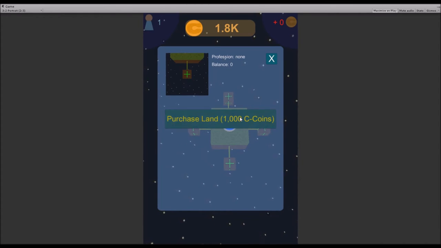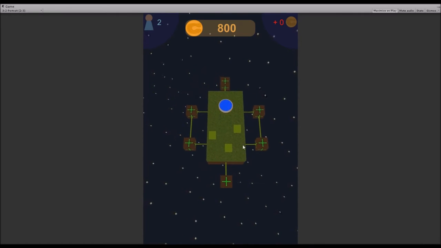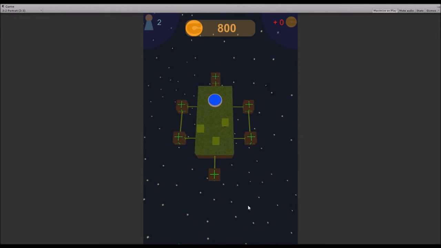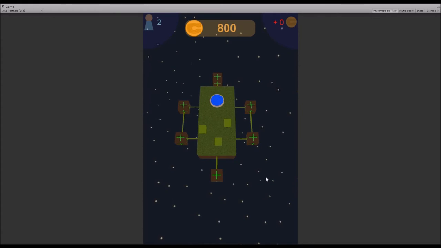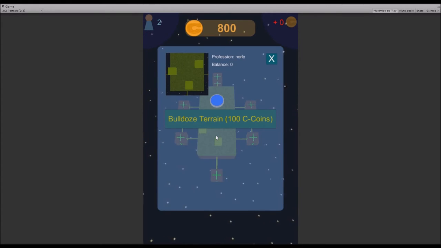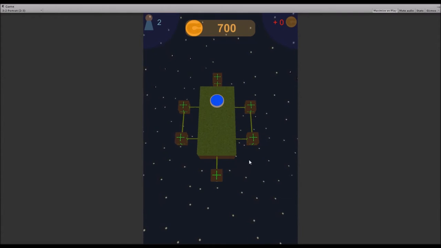So we can purchase it, and now we have a forest tile over here. And the plus blocks were added automatically and they connected automatically as well. And by the way, did you notice the star field is moving? I like it. But we can bulldoze the terrain by clicking on the tile again, which cost 100 sea coins. And now we have a blank tile of land.